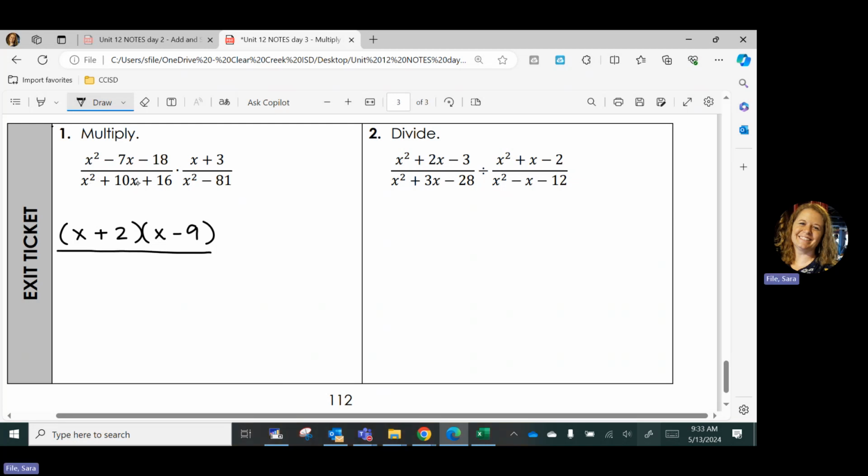Okay, and then the left expression denominator needs to be factored. Multiplies to 16, but adds to 10. That would be 8 and 2.